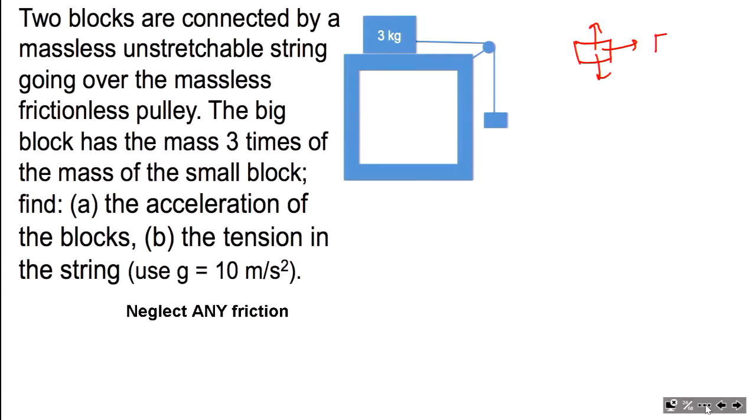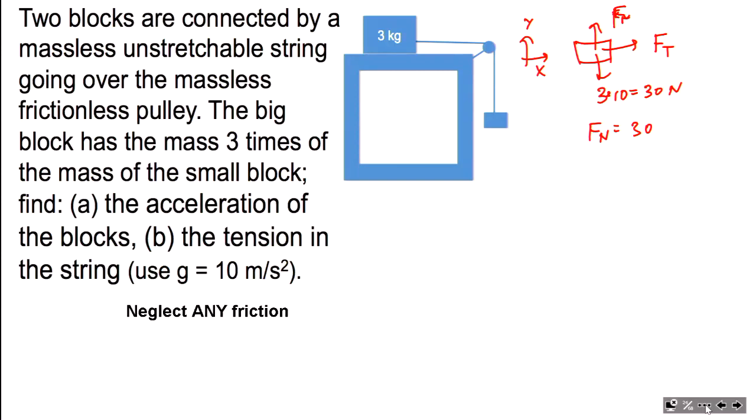Force of tension, normal force, force of gravity, 3 times 10, 30 newtons. This picture immediately tells us that the normal force, which supports the box, should also be equal to 30 newtons, because gravity and normal should cancel each other out.